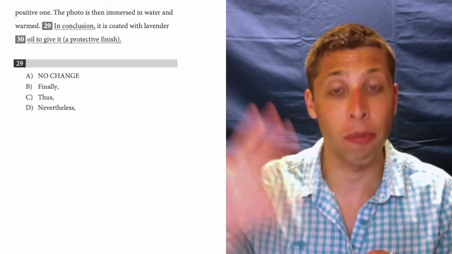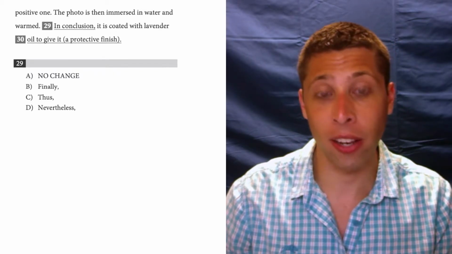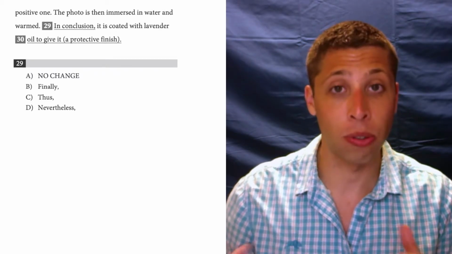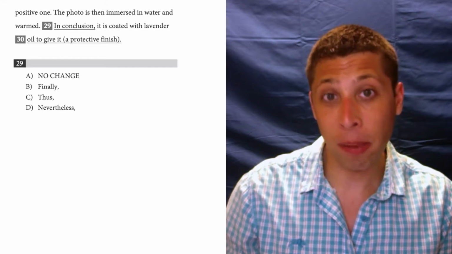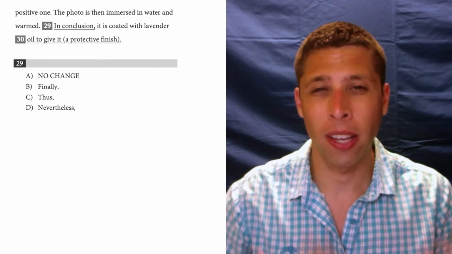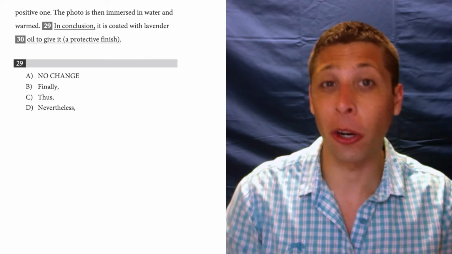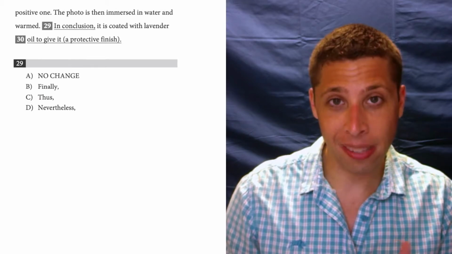We're transitioning from the previous sentence to this one, and we need to understand what the relationship is between those two sentences. So when you read this, my advice is to leave out the transition that's in there already and just come up with a sense of what's going on on your own. And in this case, it's pretty clear.